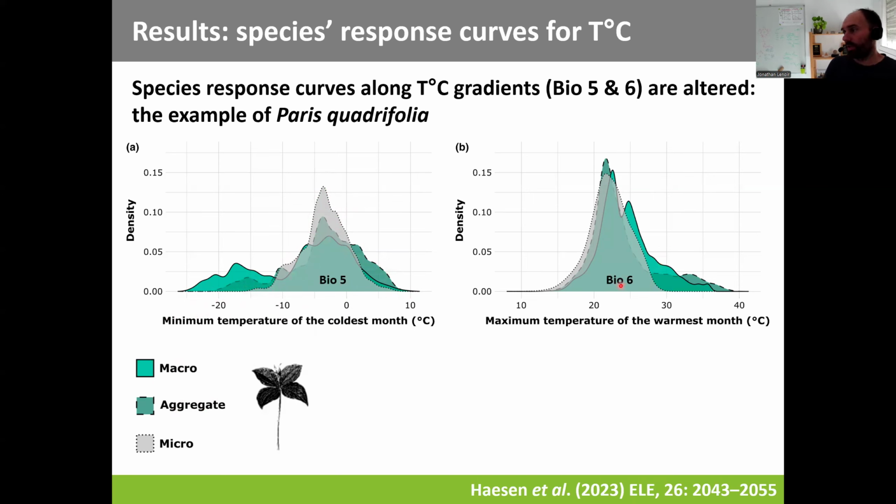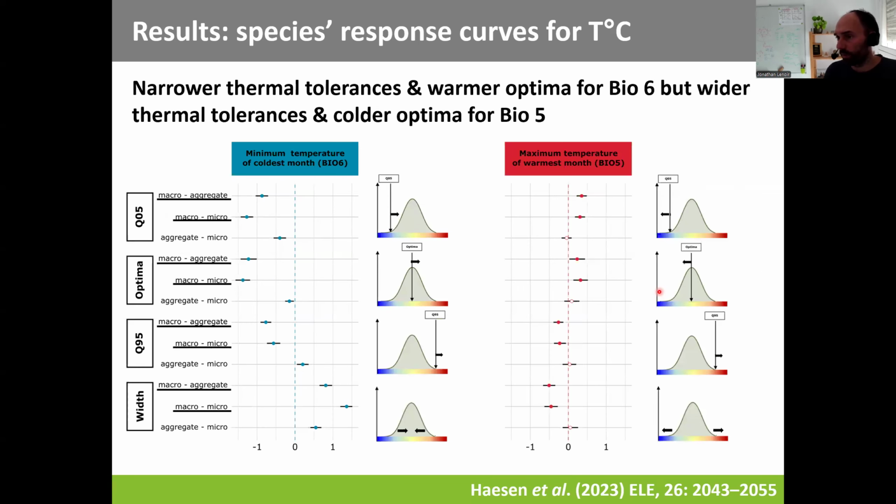Same for bio5, which is the maximum temperature of the warmest month. We also show a shrinking of the climatic niche. This is just for Paris quadrifolia, but we did it, of course, across all 140 species, and the outcome is approximately the same as for Paris quadrifolia.